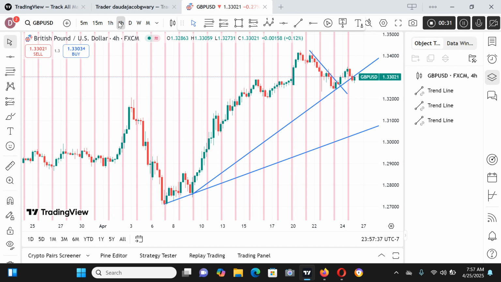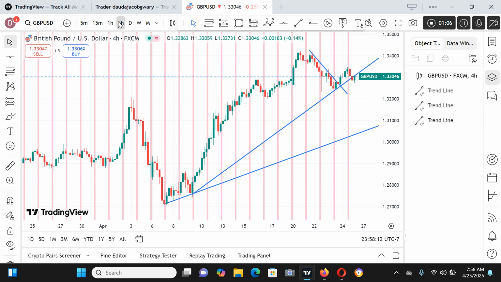Psychological levels, in forex trading, are considered a very important level because most hedge funds, central banks, and the major players in the market pay close attention to them. There are levels where those major players tend to place their buy limits, stop orders, take profit, and stop loss. So it's a very important level to be considered.